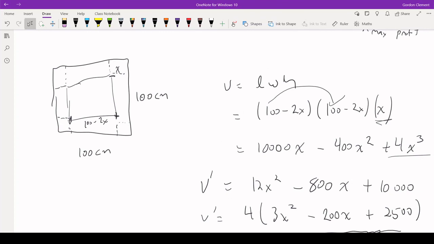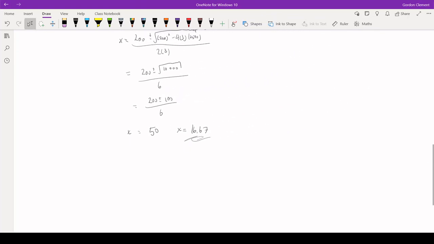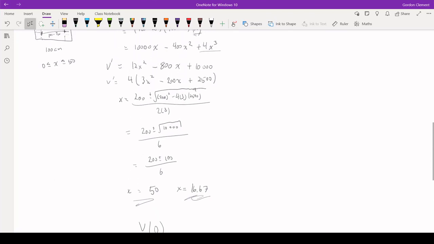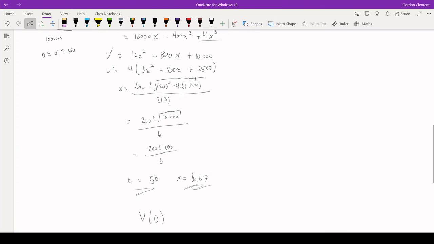So when I think about endpoints here, though, the smallest cut you could make from that corner is x. And since we're taking x out of each side, the biggest cut you could make is that 50, because that's going to cut away the full box, because I'd cut 50 here and 50 there, and then there's no more cardboard left to fold. So that's how I'm going to establish my endpoints. And we'll see that that critical value is actually one of the endpoints. So my volume function, I'll just rewrite it up here so I can see it.